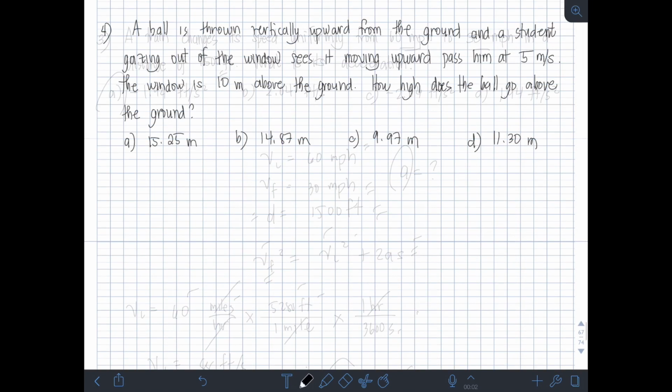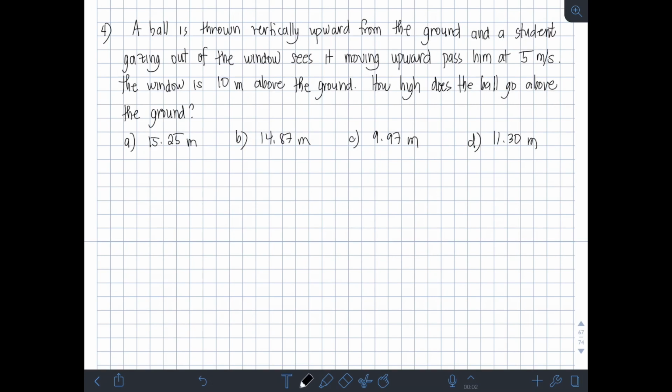Okay? Next, we have: a ball is thrown vertically upward from the ground and a student gazing out of the window sees it moving upward past him at 5 meters per second. The window is 10 meters above the ground. How high does the ball go above the ground?